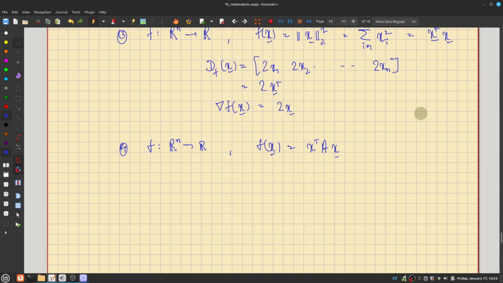Now, without trying to solve this, if you had to just guess what the gradient should be, what would you guess? 2Ax, right? It's not. The derivative is not 2Ax. The gradient is not 2Ax. Try to work it out. A has to be an n by n matrix.